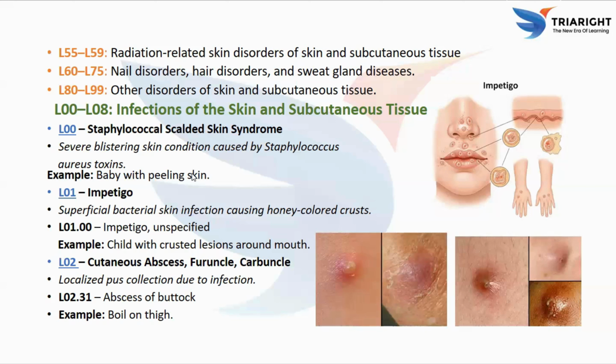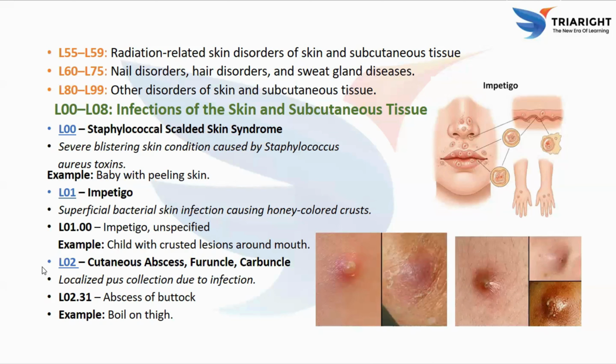Next, coming to the L02 code. This code is classified for the cutaneous abscess, furuncle and carbuncle. These are conditions which involve a localized pus collection under the skin due to infection. What is an abscess here? A pus pocket inside the skin. Whereas a furuncle is an infection of a hair follicle, and a carbuncle is a cluster of several furuncles. On the right side, you can clearly see the picture of the carbuncle and furuncles. This is the furuncle and this is the carbuncle. You can clearly see the formation of pus over here.